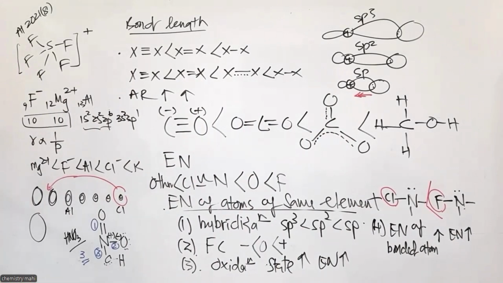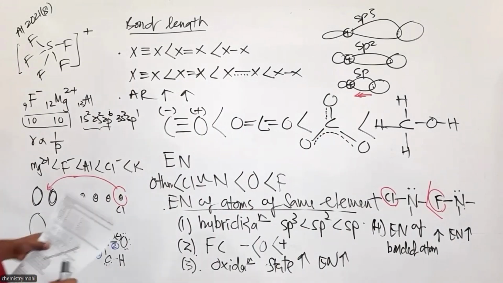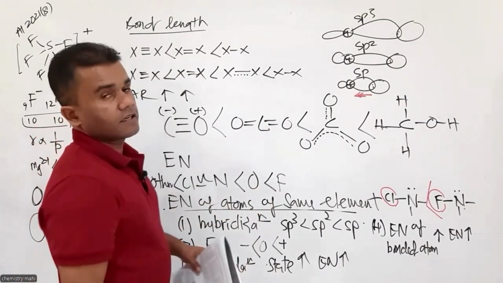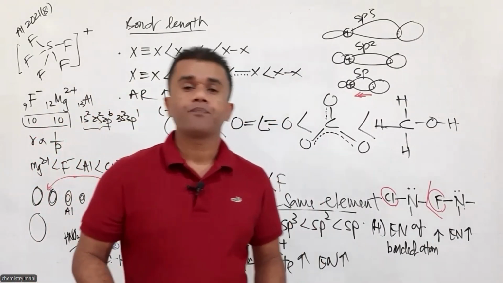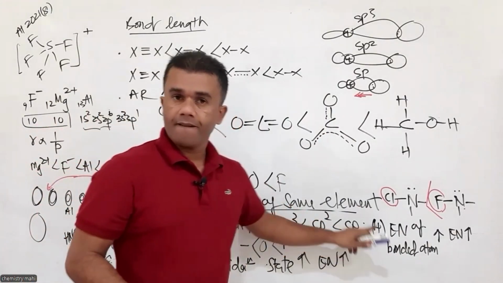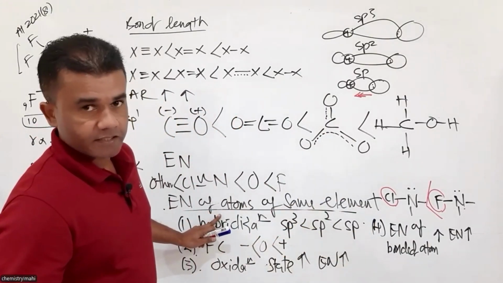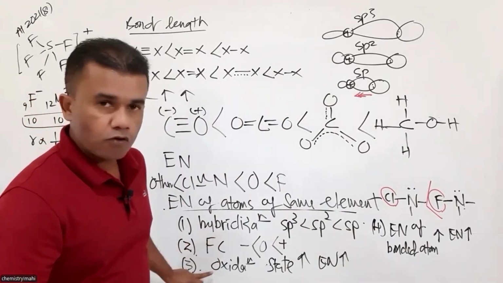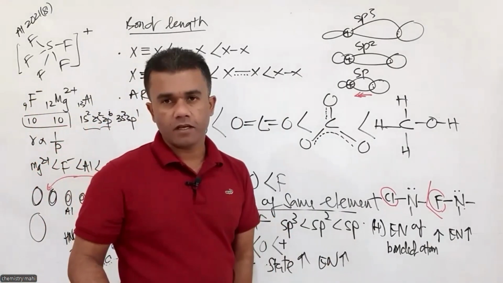That's how we compare the electronegativities of atoms of the same element. For different elements we use the normal way, but if the atoms are from the same element, we follow this order. Don't go to this first. Go to the first one, hybridization. If that is the same, go to the second one. If that is the same, then go to the third one. So this order is very, very important.